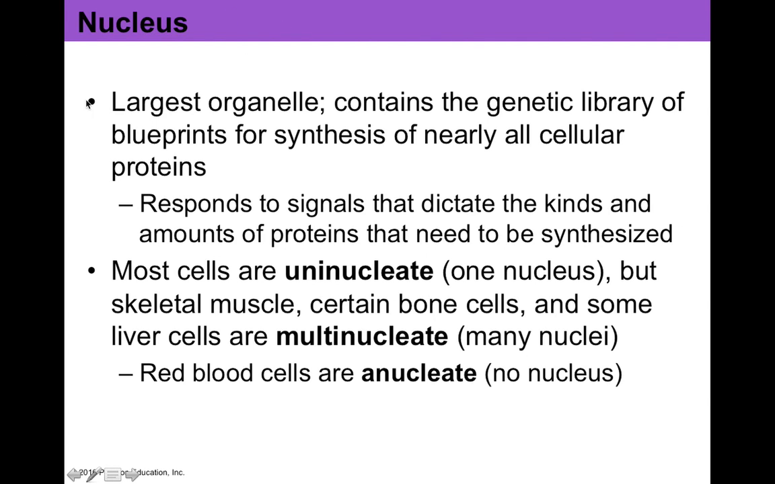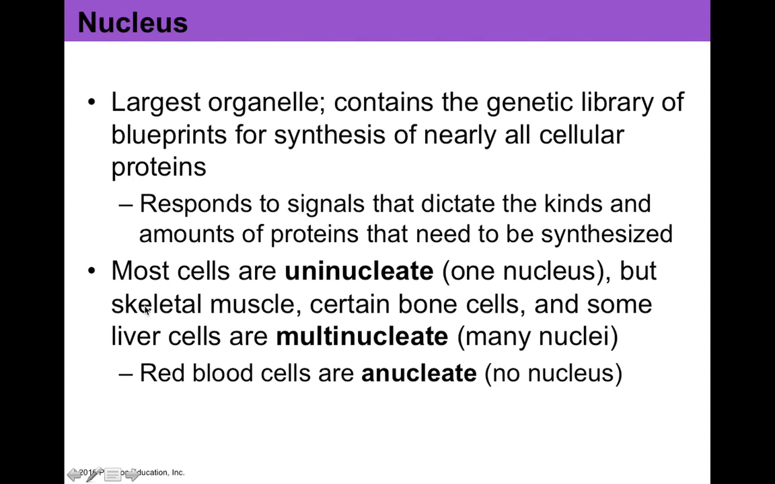Okay, in this video we're going to talk about the nucleus. Remember, it's our largest organelle, and it contains the genetic library or blueprints for the synthesis of nearly all of your cellular proteins. And the reason why it's nearly all is that your mitochondria also contain some genes. Now, the nucleus can respond to signals that dictate the kinds and amounts of proteins that need to be synthesized, and most cells are at least uninucleate, or one nucleus.